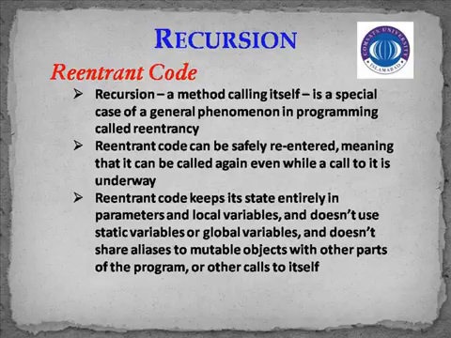Dear listeners, finally, it is imperative to note that recursion is a special case of a general phenomenon in programming called reentrancy. Reentrant code can be safely re-entered, meaning that it can be called again even while a call to it is underway. Reentrant code keeps its state entirely in parameters and local variables, and it doesn't use static variables or global variables. Moreover, it doesn't share aliases to mutable objects with other parts of the program or other calls to itself.